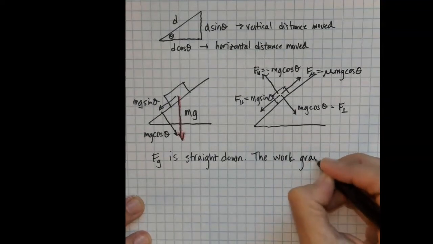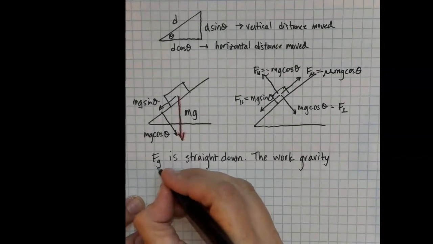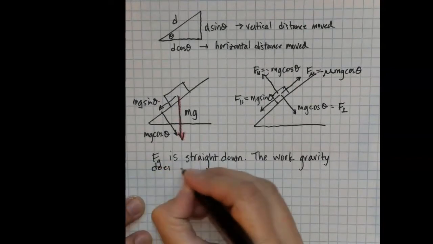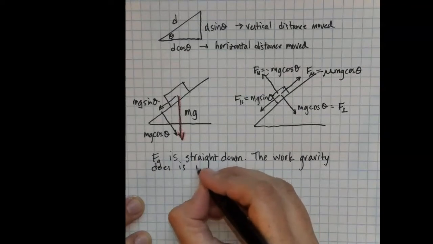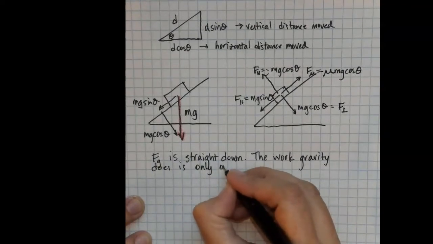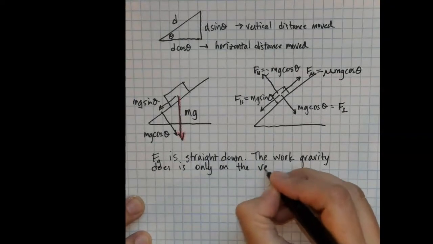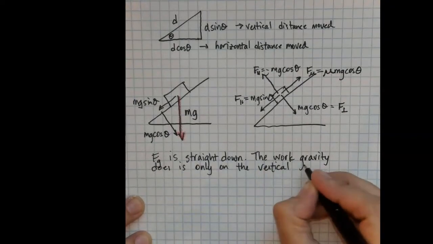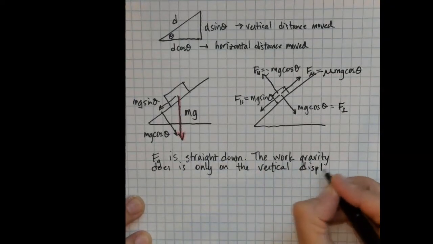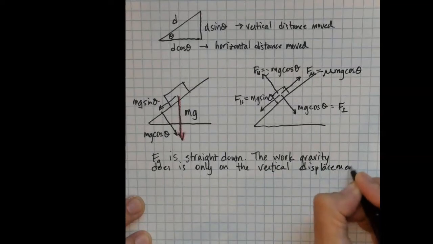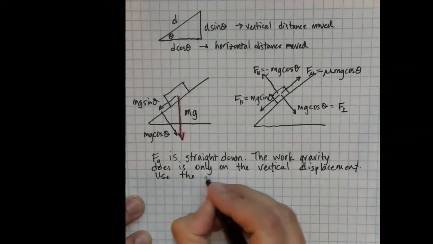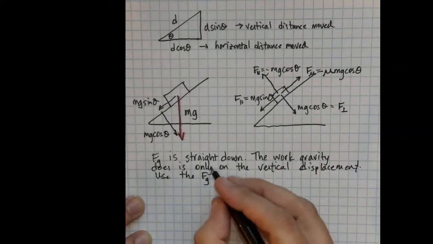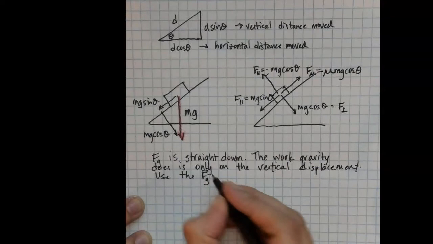So the work that gravity does is going to be the total force of gravity, but only acting on the vertical displacement. So my force of gravity is mg, and my vertical displacement is d times sine theta. And so the work that gravity does is going to be mg d sine theta.